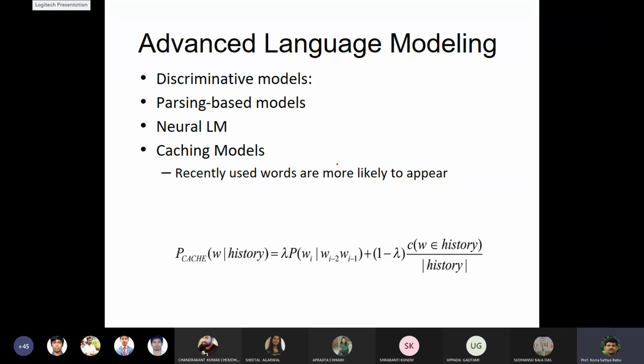So we have some advanced language models. We use discriminative models, parsing-based models, neural language models, and some caching models, like the one given here. You try to keep cached words, recently used words. That is the given formula, which means that recently used words are more likely to appear, under that assumption. So caching models can also be used.